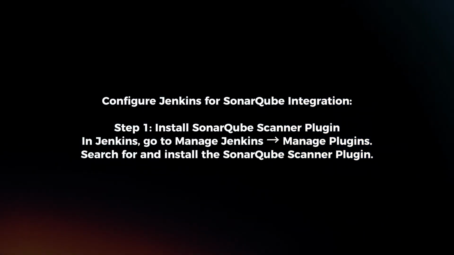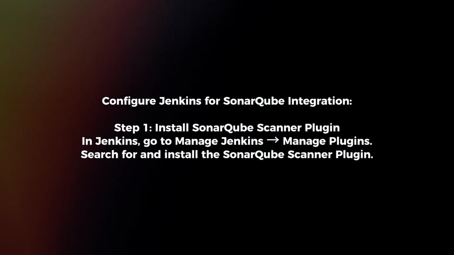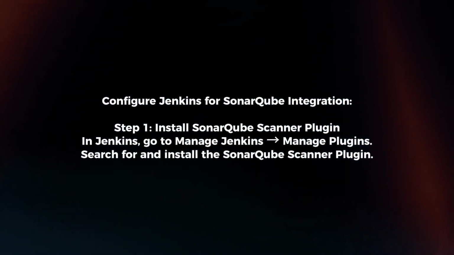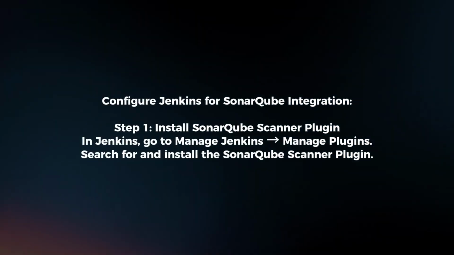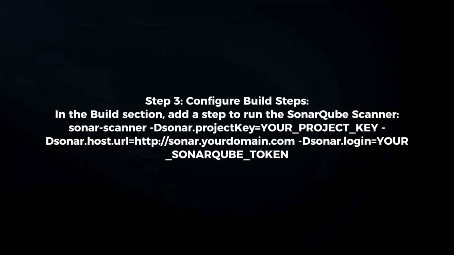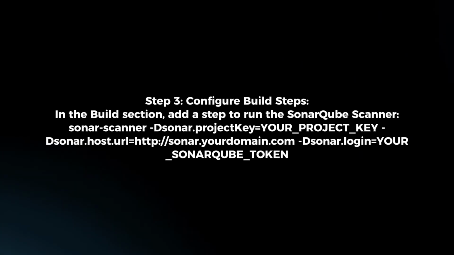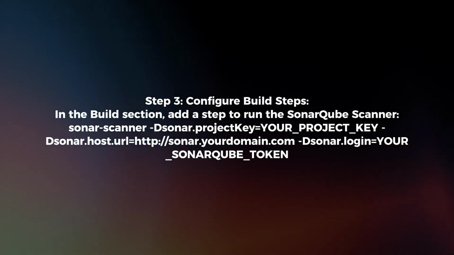Install SonarQube Scanner plugin. In Jenkins, go to Manage Jenkins, Manage Plugins. Search for and install the SonarQube Scanner plugin. Create a Jenkins job. Create a new freestyle project or pipeline job in Jenkins. Configure build steps. In the build section, add the step to run the SonarQube scanner.